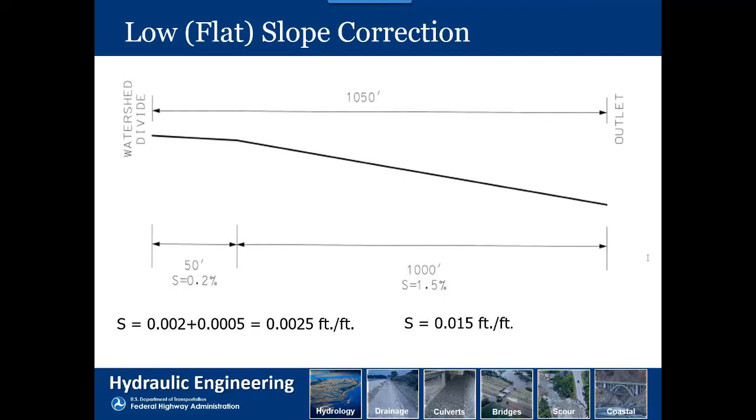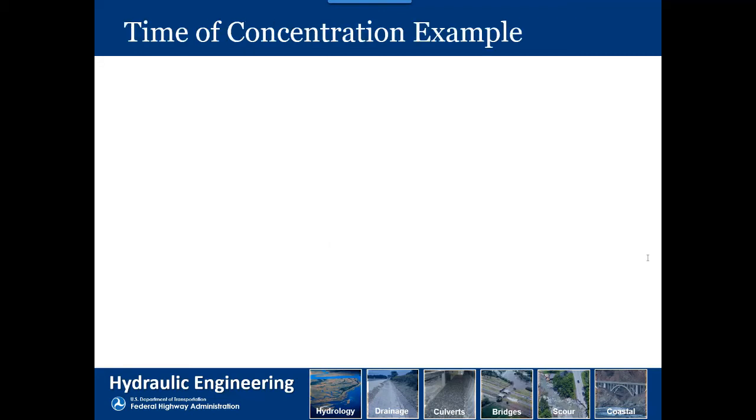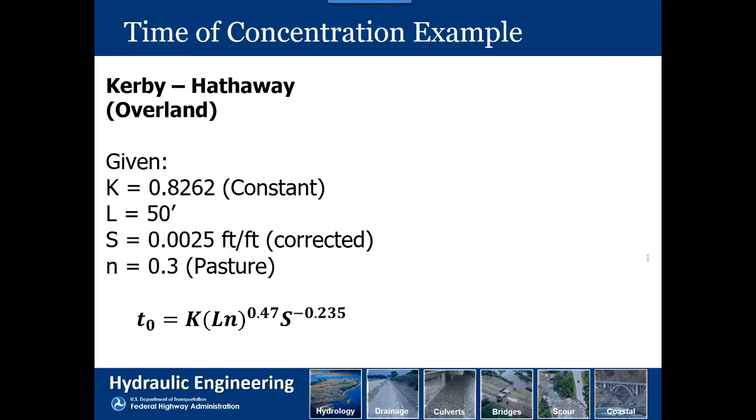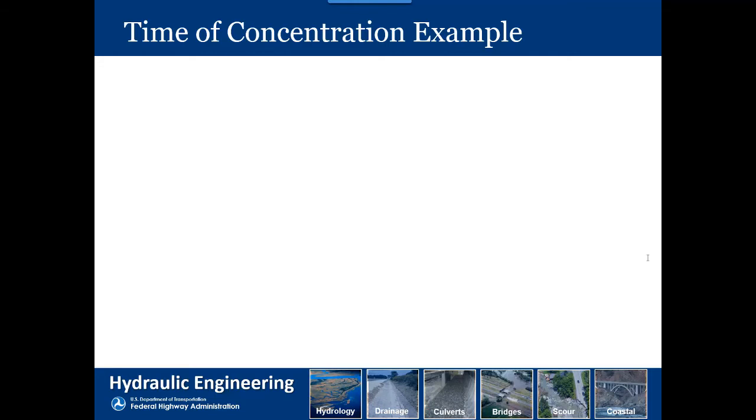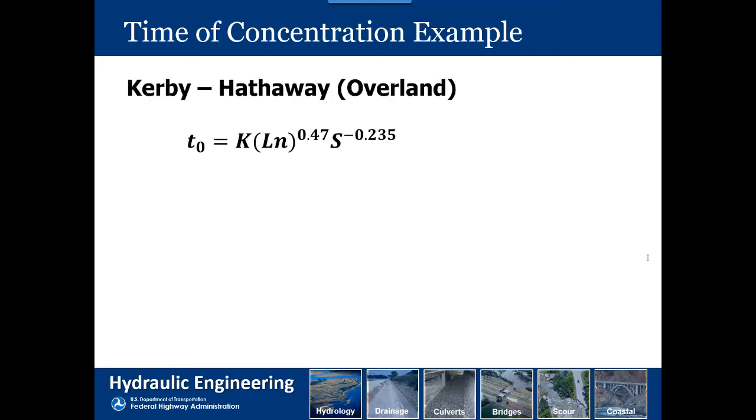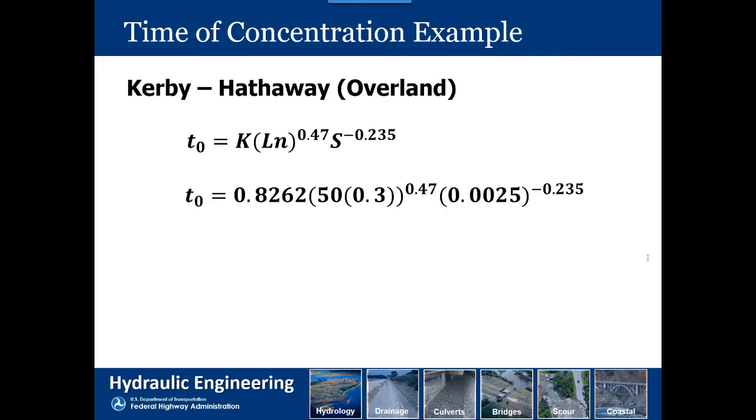I'm going to run through just a quick time of concentration example. Look at Kirpich Hathaway here for that first 50 foot. I just went ahead and assumed that N2, I said we're looking at pasture there just so we could actually run a number on this. And then Kirpich there. We know our slope, we know our length. We don't have to assume it in with Kirpich. And so plug those numbers in that we have.